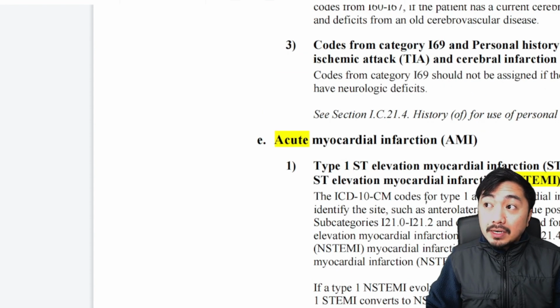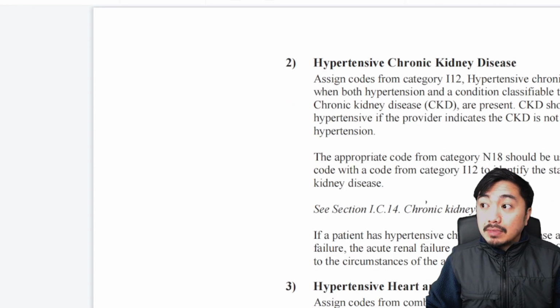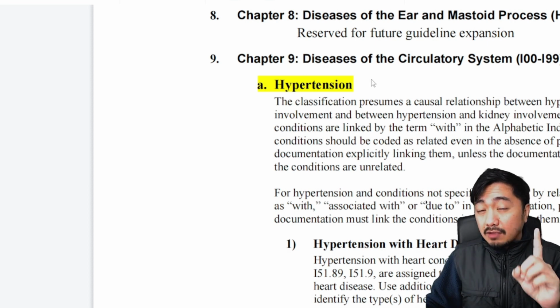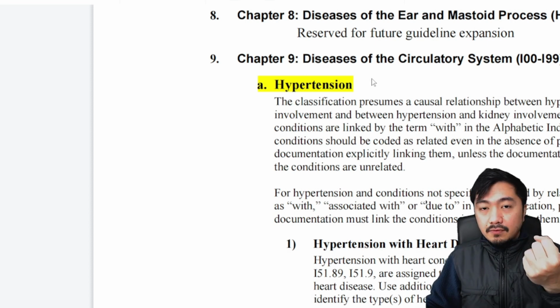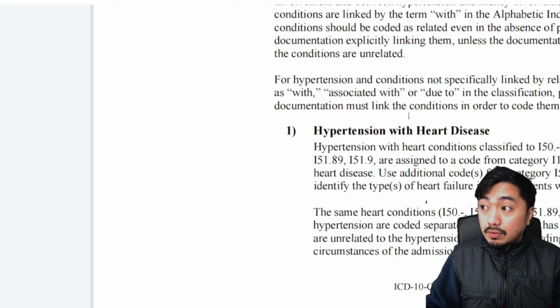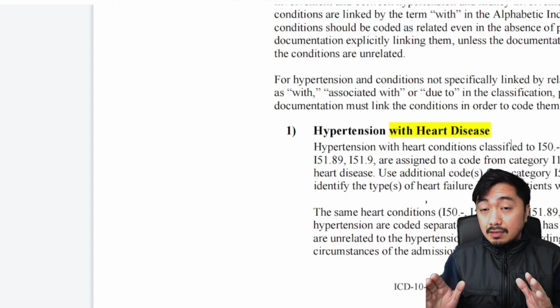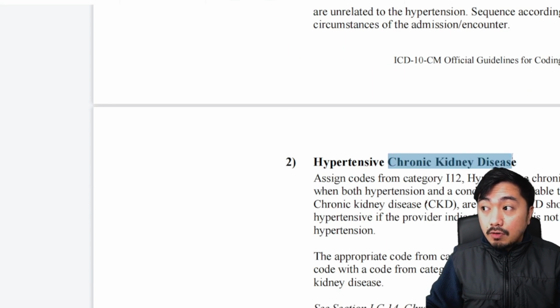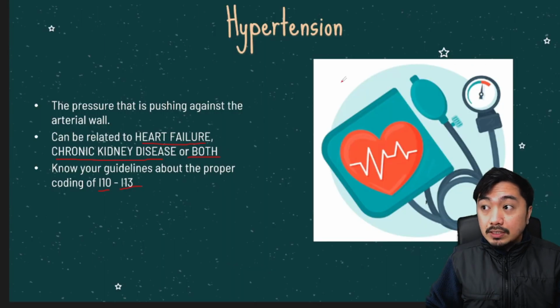Hypertension in your ICD-10-CM guidelines is located at the beginning of your Chapter 9. So again, if the patient has hypertension, you have to check if it's caused by what? If it's caused by your heart disease or your chronic kidney disease. So you can just check here what are the guidelines involved. Sequencing is also important with your hypertension codes, especially if it's related to heart disease and your chronic kidney condition. So please take note of that.